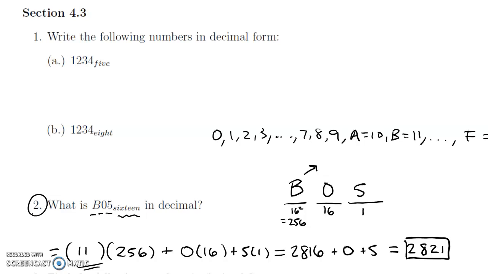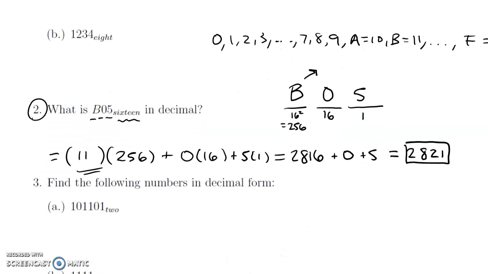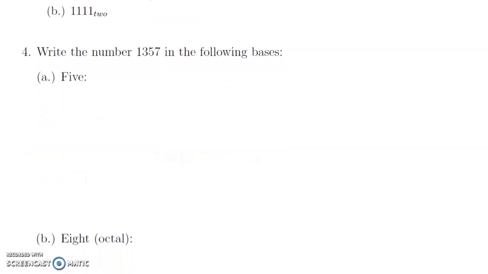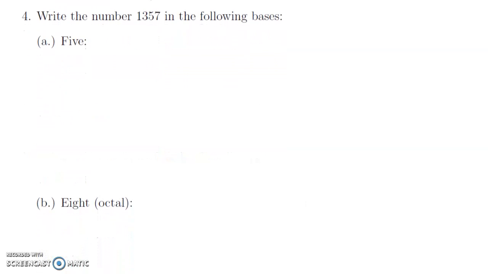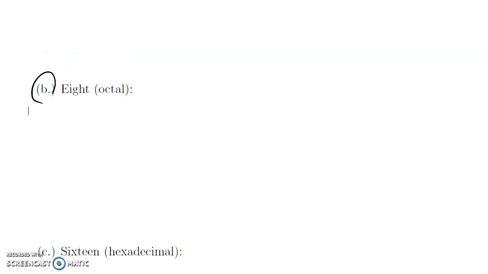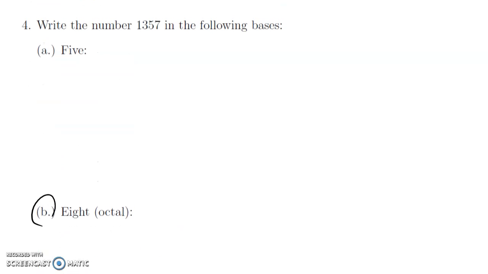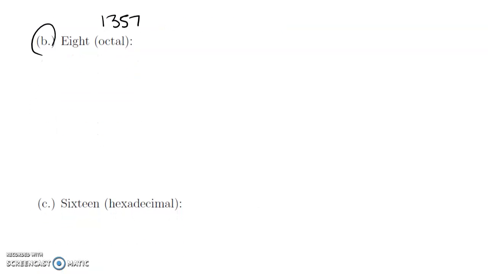All right, so now on that section 4.3 worksheet, we can try the other direction. We just went from a different base to decimal. Now let's try one where we go from decimal to another base. Let's try the octal version, part B here. Remember with this one, and to just write it down, we're trying to convert the number 1,357.